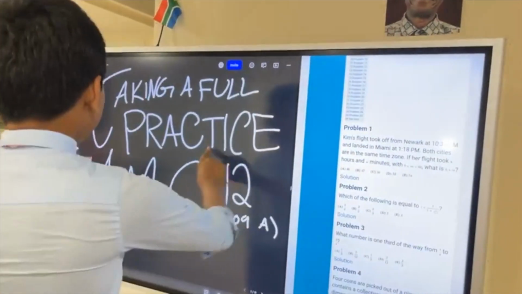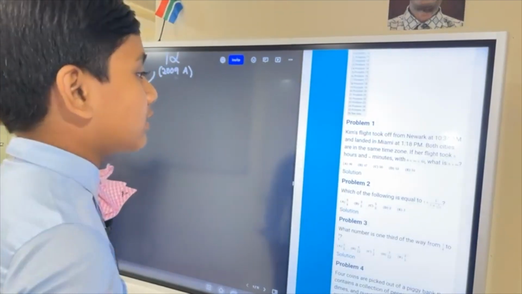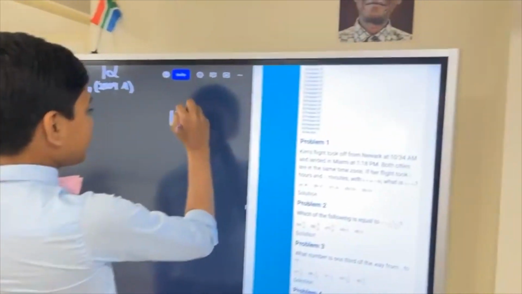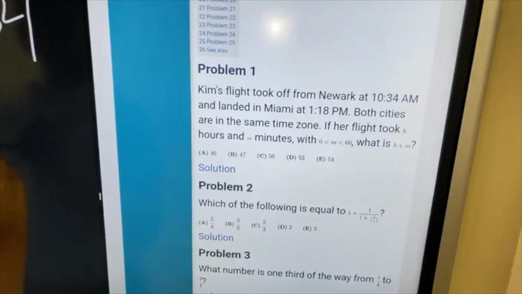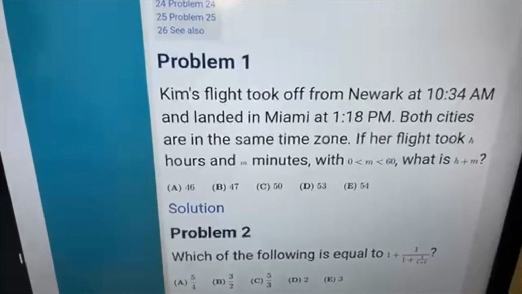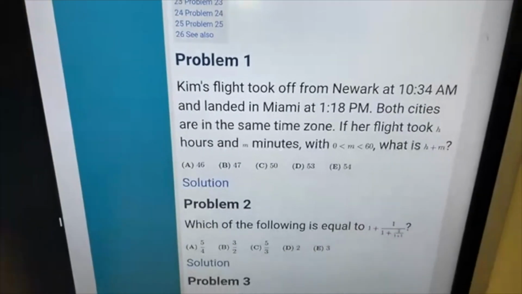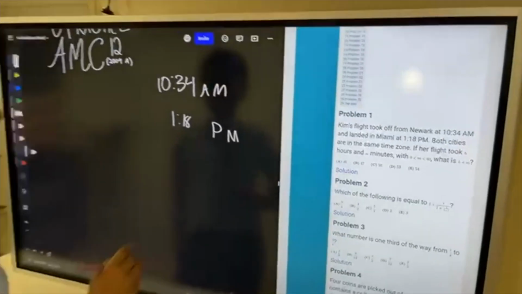Alright, problem 1. Oh gosh, I'm scared. Kim's flight took off from Newark at 10:34 p.m. and landed in Miami at 1:18 p.m. Both cities are in the same time zone. If her flight took 8 hours and m minutes, with 0 less than m less than 60, what is 8 plus m?